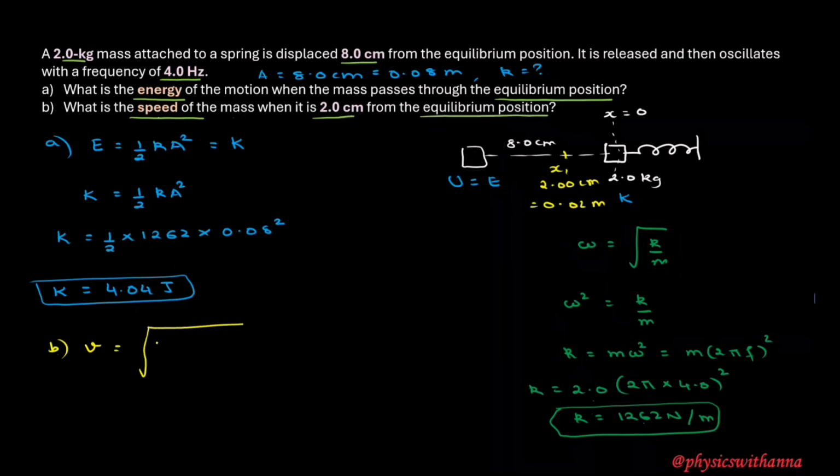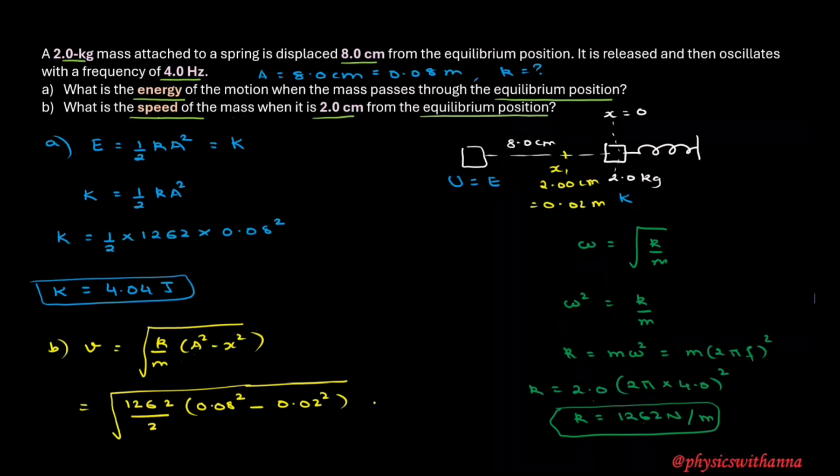It is square root of k over m times (A squared minus x squared), where A is the amplitude and x is the position where we are finding the speed. So in our situation, x right now is equal to x1. So let's substitute again. Square root of 1262 over 2, A is 0.08 squared minus x is 0.02 squared. That gives you the speed at that position to be equal to 1.95 meter per second.